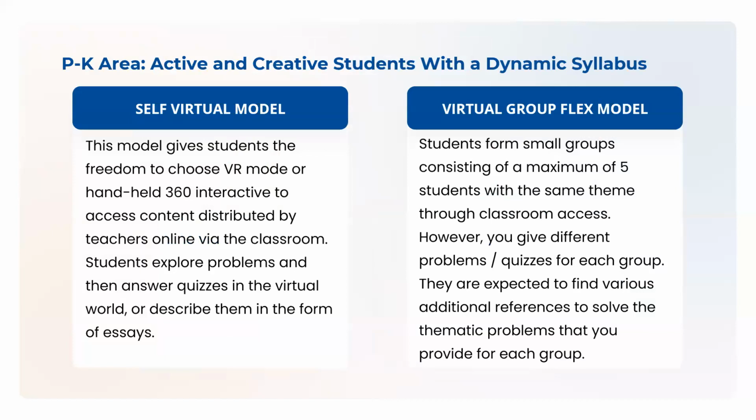Okay, this is our last information about the method. The self-virtual model is where the learner can choose virtual reality mode or non-VR mode on their smartphone while accessing the virtual reality content created by educators. Educators can share their classroom code to the learners online or offline. And for the virtual group flex model, educators can create small groups of 5 students with the same learning material but different problems or quizzes for each group. The next slide.